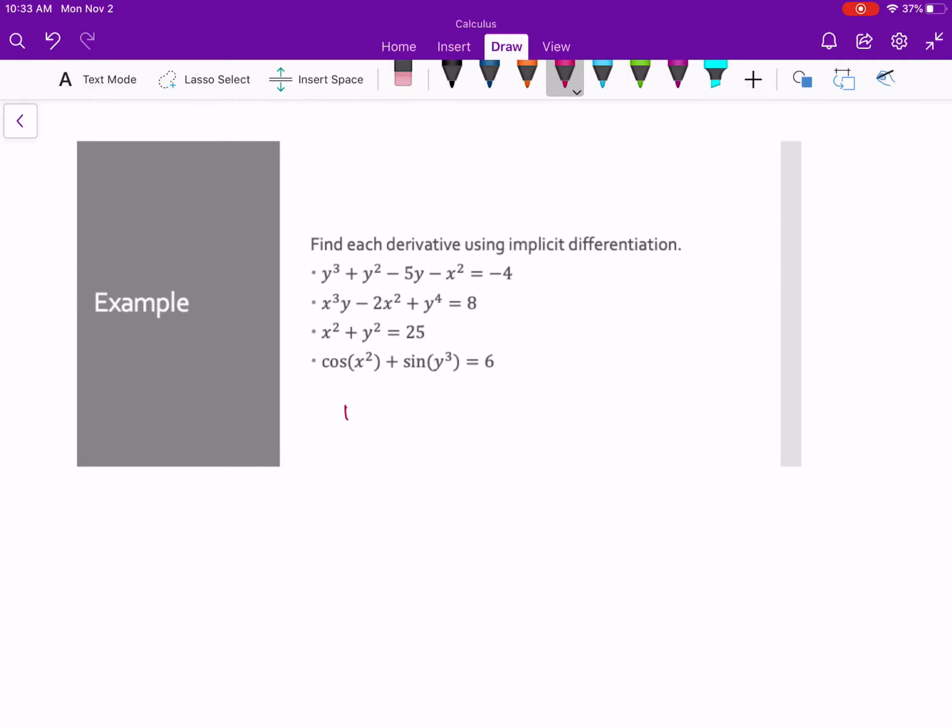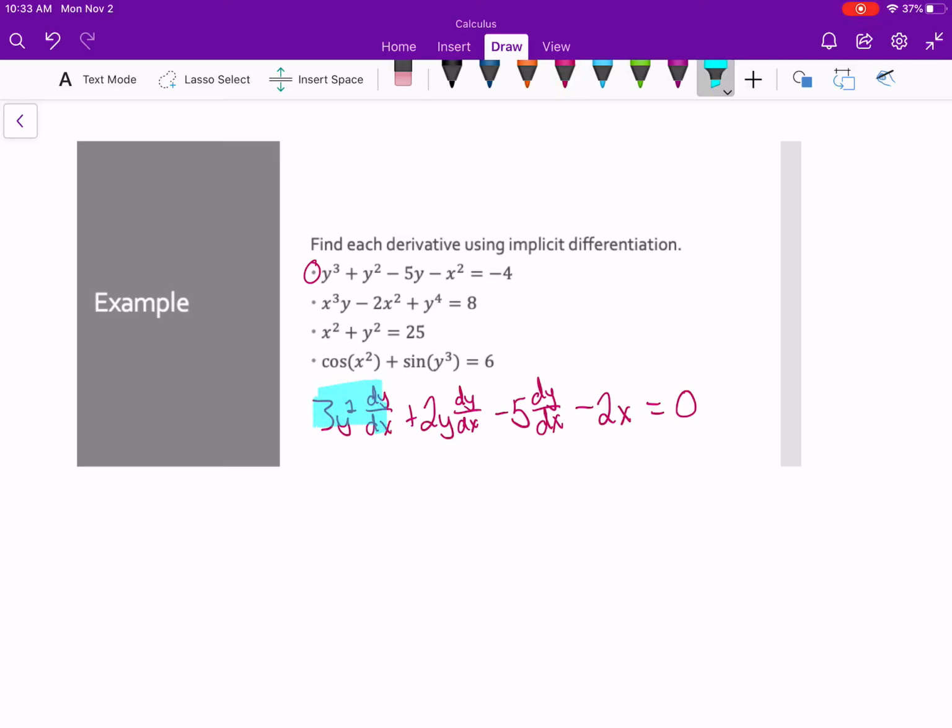Looking at that first one, y cubed plus y squared minus 5y minus x squared equals negative 4. Let's go through and do the derivative first. The derivative of y cubed is 3y squared dy dx. The derivative of y squared is 2y dy dx. The derivative of negative 5y is minus 5 dy dx. The derivative of negative x squared is negative 2x. And the derivative of negative 4 is 0.